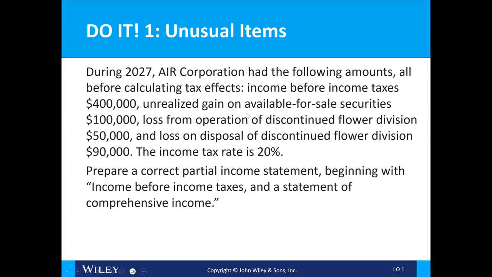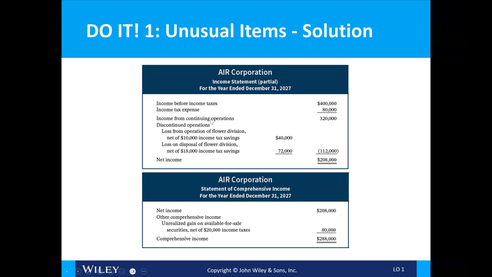See, we have 400,000 unrealized gain on available for sale securities, $100,000 loss from operation of discontinued flour division, or loss from is 50,000. Loss on disposal is 90,000. Income tax rate is 20%. So income before income taxes is 400,000. Income taxes 80,000. Income from continuing operations 320, and then you have the discontinued operations here and see what that effect is. So again, in this case, getting rid of this discontinued operations is going to be a good thing.